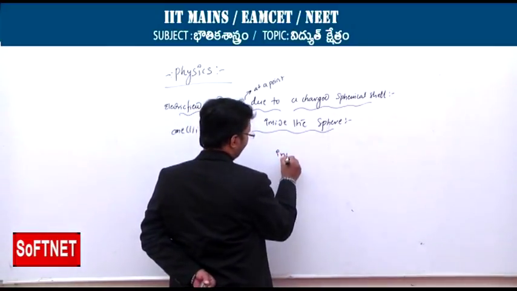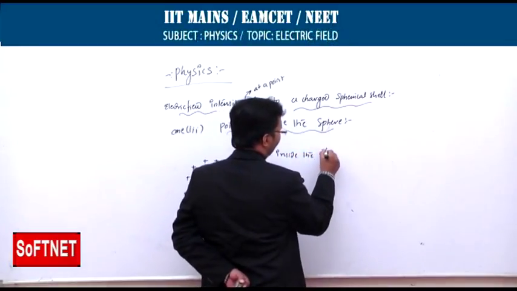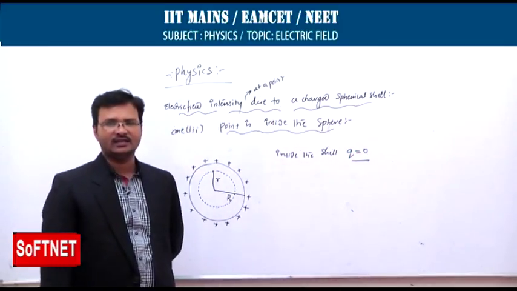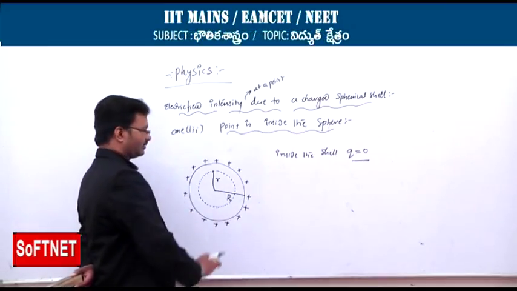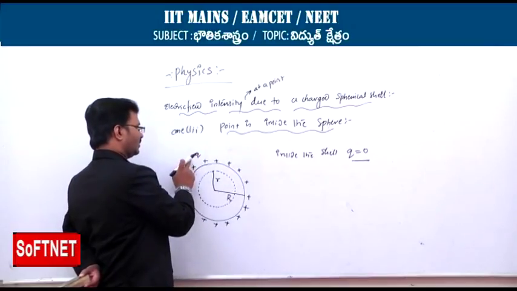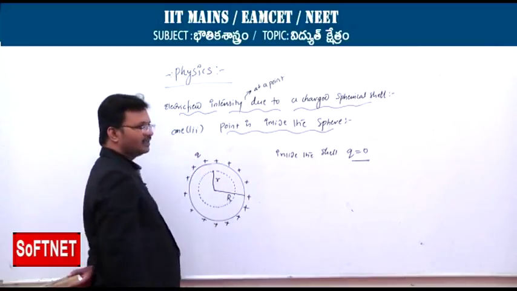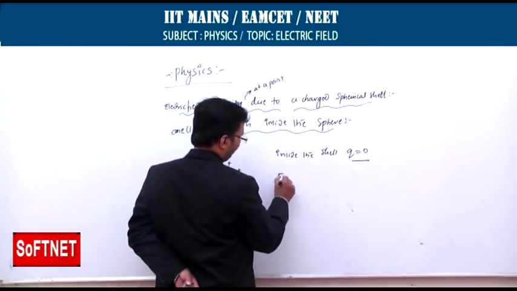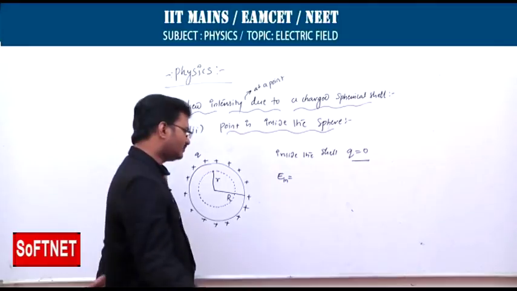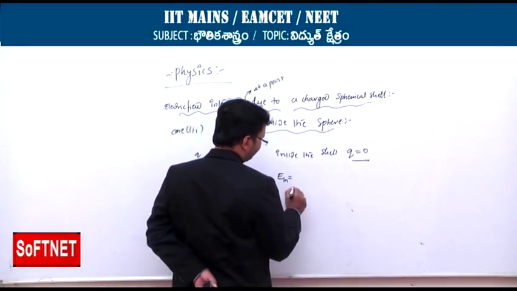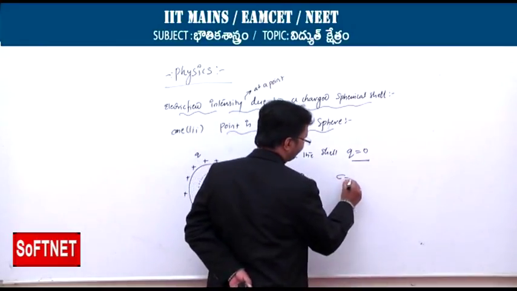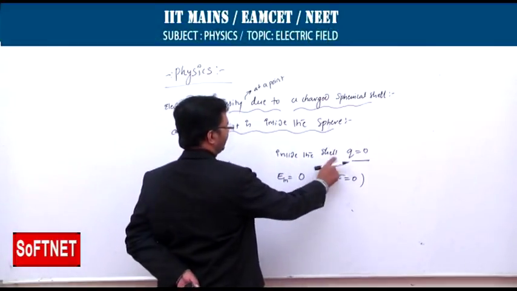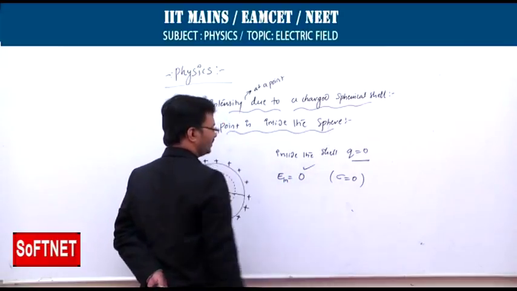So inside the shell, the total charge Q is equal to 0. Charges exist on the sphere only. Q is the charge existing only on the sphere. Inside the shell there is no charge, so Q equals 0. Then E in is 0, because sigma equals 0. There are no inside charges. Inside the shell Q equals 0, that is why E is going to be 0.